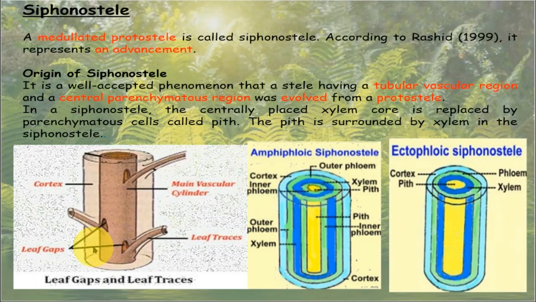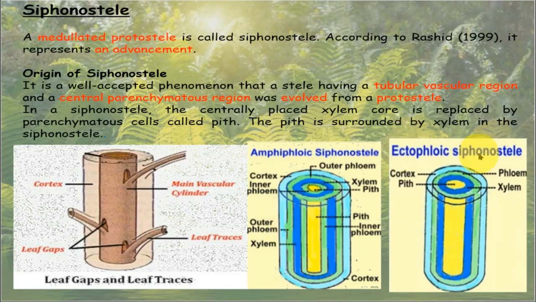Leaf gaps are also present, along with cortex, main vascular cylinder, and these are the leaf traces, where leaves are broken off or some scars are left, that are called leaf traces. And there are two types: amphiphloic and ectophloic. Amphi means both, and phloic means phloem, so phloem is present on both sides of xylem. Around the pith there is phloem, then xylem, then phloem. So xylem is surrounded by phloem from the outer side and from the inner side also.